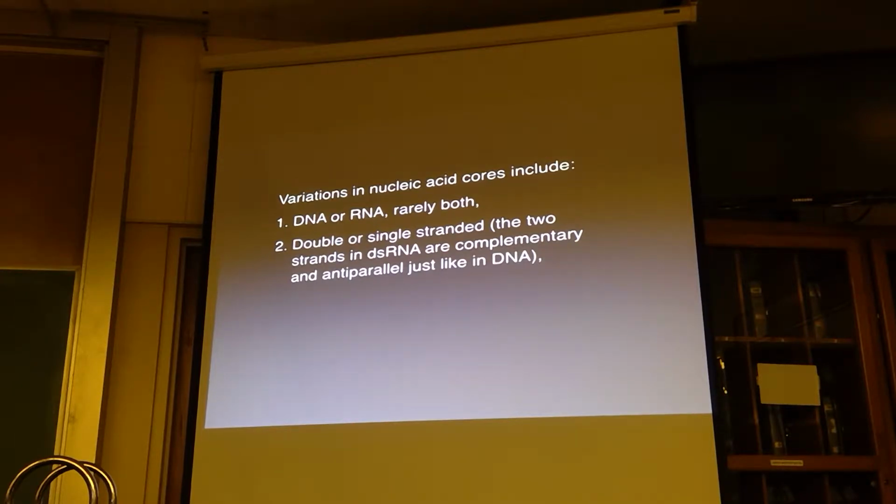If the viral nucleic acid is double-stranded RNA, the strands are complementary to one another and anti-parallel. So they follow the same rules that DNA follows, they just have different nucleotides. They have RNA-type nucleotides instead of DNA.